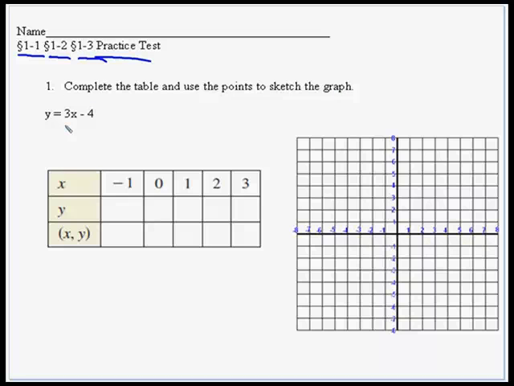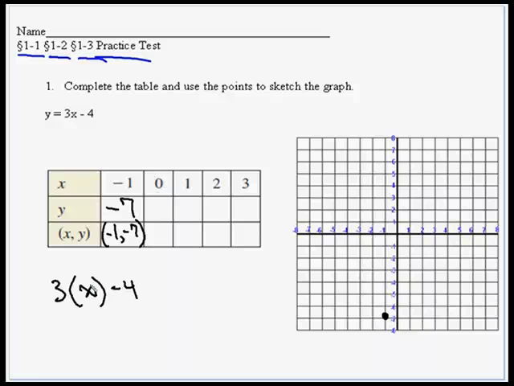Here is our function, 3 times x minus 4. So we plug in the negative 1. 3 times negative 1 is negative 3, minus 4 is negative 7. So in goes a negative 1, out comes a negative 7. That's our point, negative 1, negative 7. So we go left 1, down 7 to right about here.